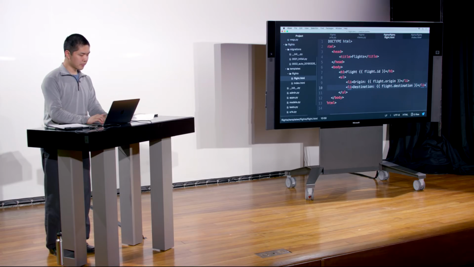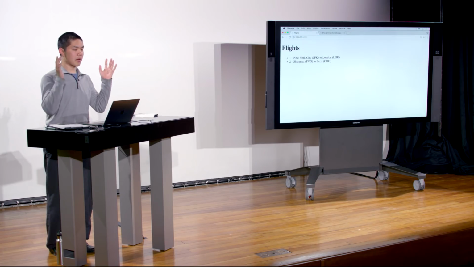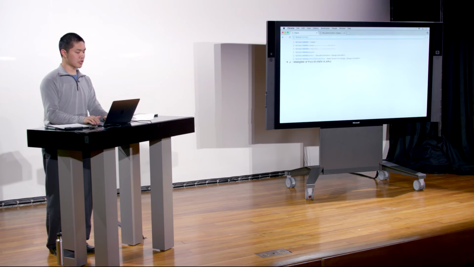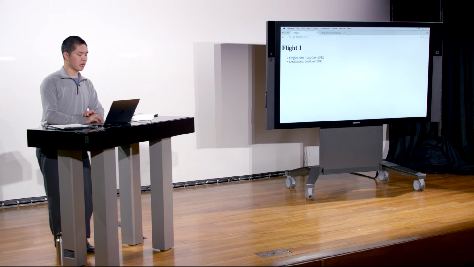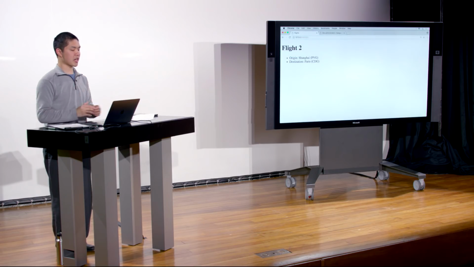So now, if I go back here, this default route shows me all of my flights. If I go to /1, now it shows me flight 1, whose origin is New York City, whose destination is London. And likewise, if I go to flight /2, that shows me Shanghai to Paris.